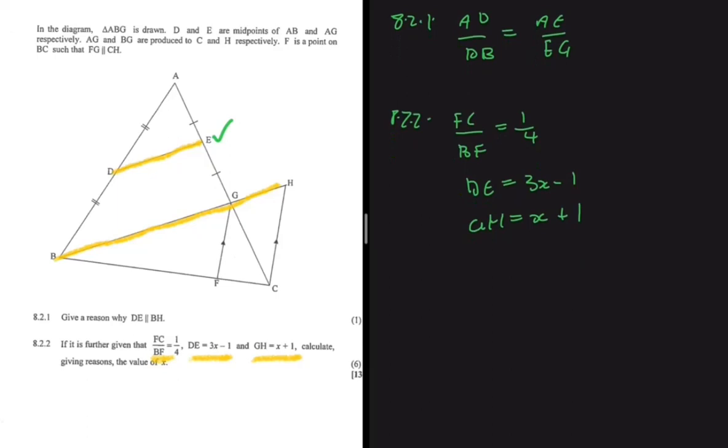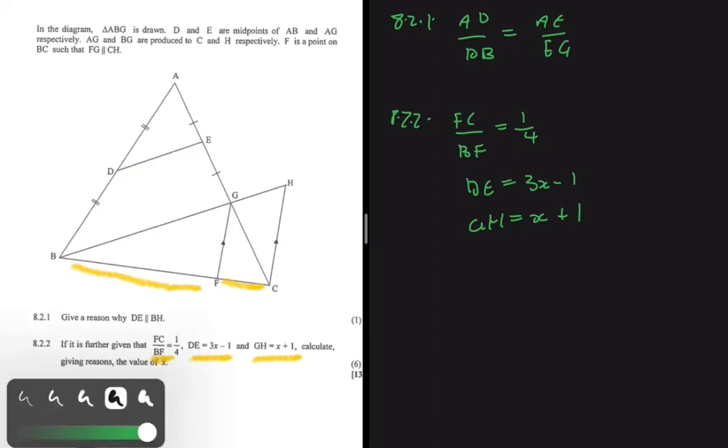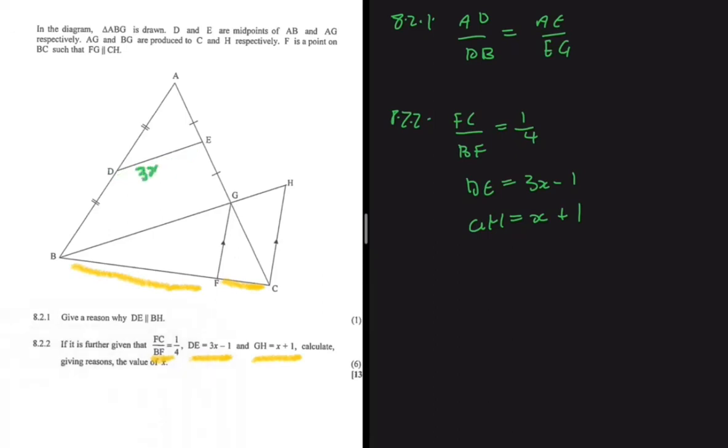So right now, let me just erase this line. We know that FC divided by BF is equals to 1 divided by 4. And then we are given DE, the length of DE in terms of variables. So let me just write it down. We're given 3x minus 1 here. And then what else are we given? GH is x plus 1. So here we're given x plus 1. Okay, so now I see what's happening here.